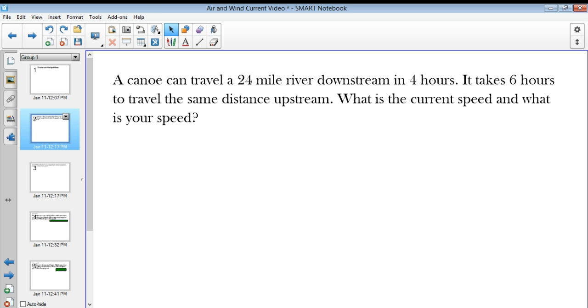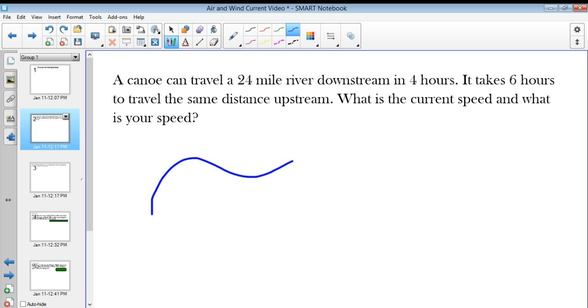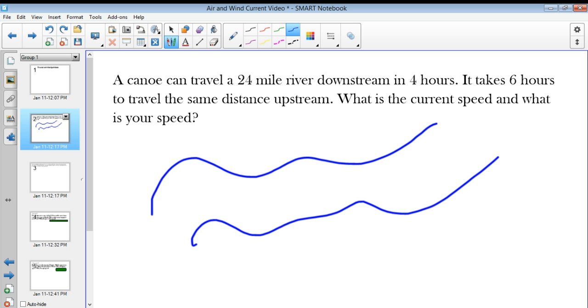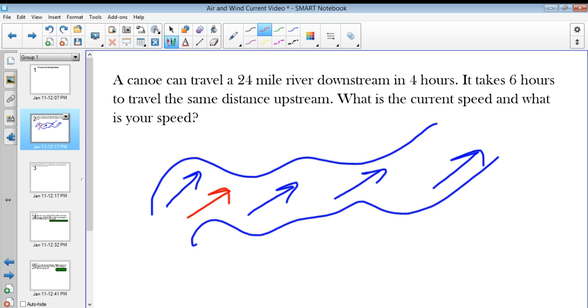A canoe can travel a 24-mile river downstream in 4 hours. And for those of you not fluent in the river terminology, here is a beautiful river. I know, just a Picasso-like work here, or maybe a Bob Ross. Let's have the blue represent the current, and you are going to be red. If you are traveling downstream, that means that you are traveling with the current.